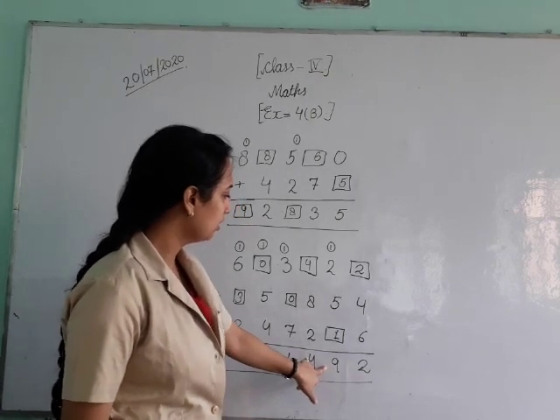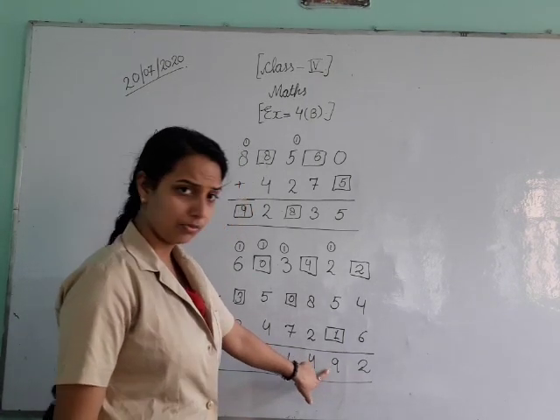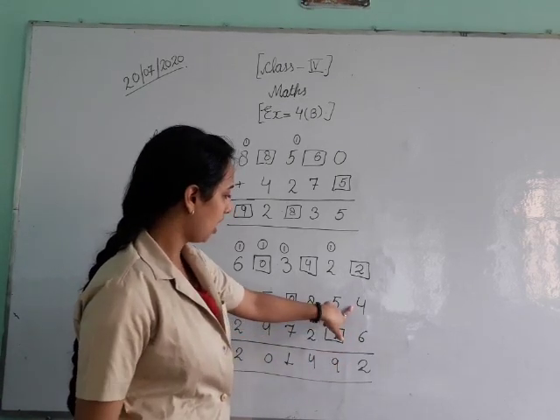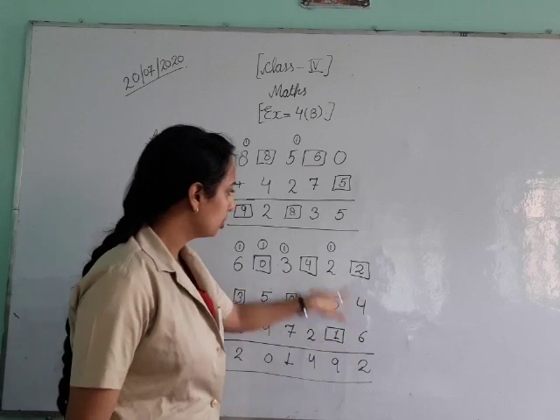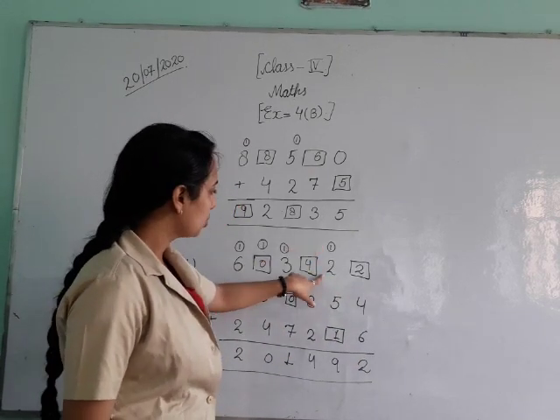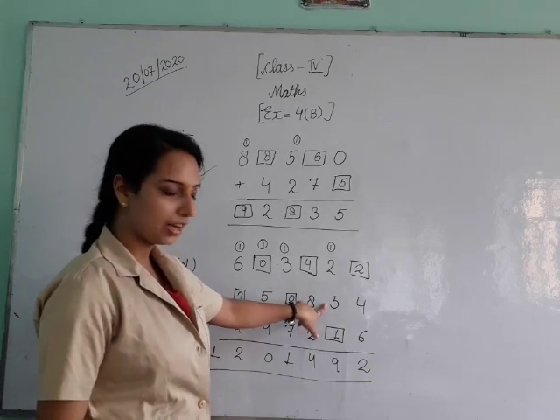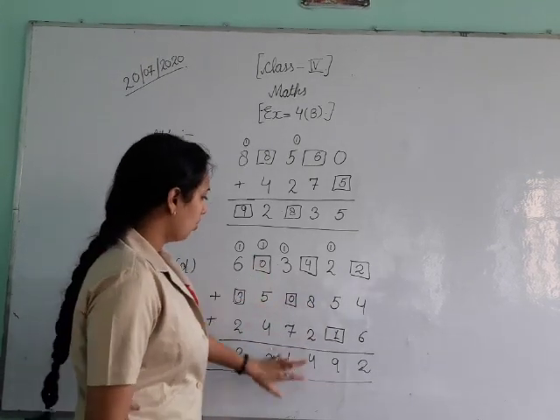See here, there is confusion in this. So what we have to do first? Again check. 6 plus 4, 10 plus 2, 12 and 1. Then 2, 3, 4. 4 and 5 are 9. That means it is correct. Now come on next.